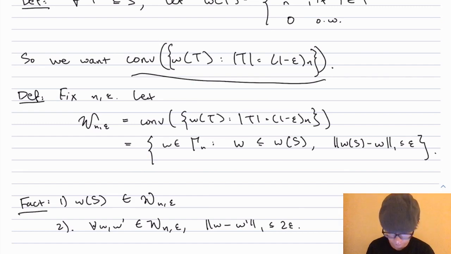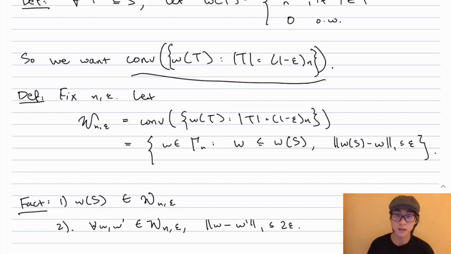If you think about it a little bit, it turns out it has a relatively nice form. It is simply the set of weights in my subsimplex such that w is dominated by the uniform distribution, so it's less than 1/n in every coordinate. And moreover, the L1 norm between w(S), the uniform distribution over S, and w is at most epsilon. It turns out this is equivalent to the convex hull of the thing I wrote above, and this is not too hard to prove, so I will omit this proof.